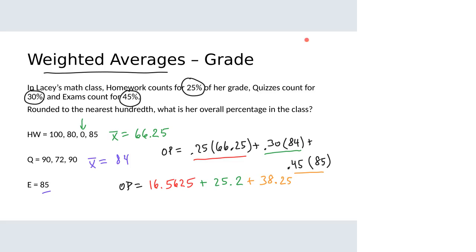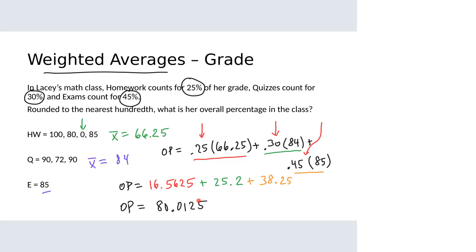What we're doing here to make this weighted average is that's where 25% of the grade comes from. That's how 30% of the grade comes from, and that's where 45% of the grade comes from. Finally, the last thing we need to do is just add those up and then round correctly. And so we'll have 16.5625 plus 25.2 plus 38.25. And I've got 80.0125.